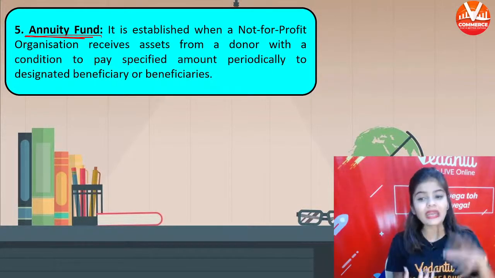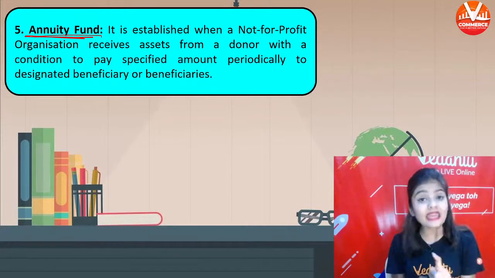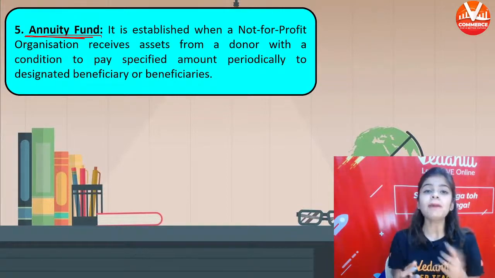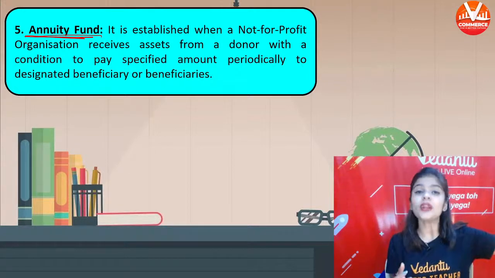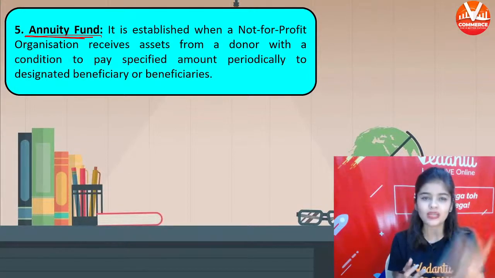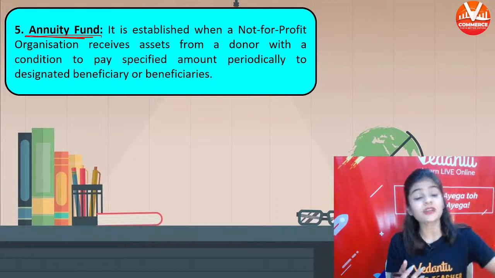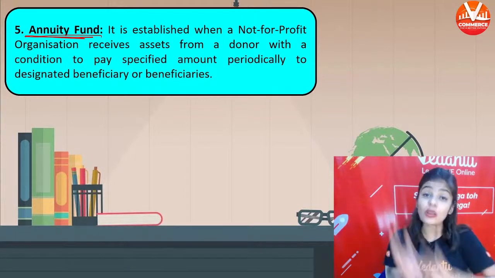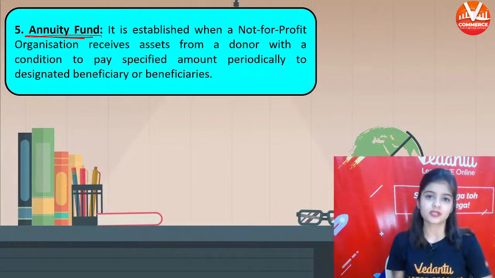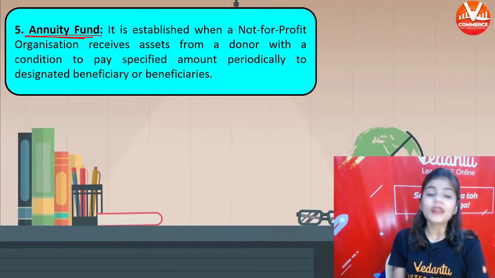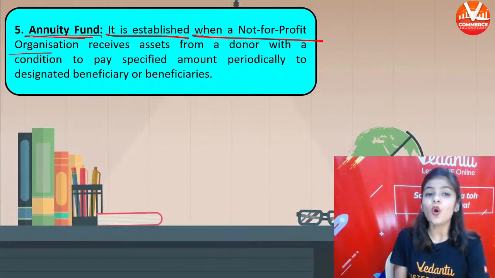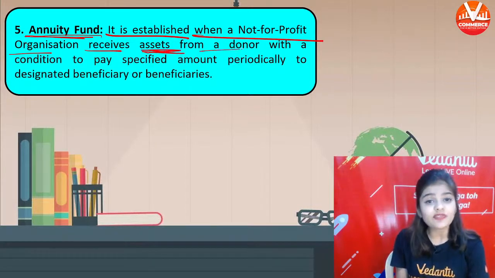तो मैंने आपको एसेट दिया, लेकिन साथ में मैंने कंडीशन भी लगा दी कि आपको लगातार पीरियोडिकली कोई भी अमाउंट, 10,000, 5,000 एक पर्सन को देनी पड़ेगी. You have to pay some amount regularly to the person. So, what is annuity fund?